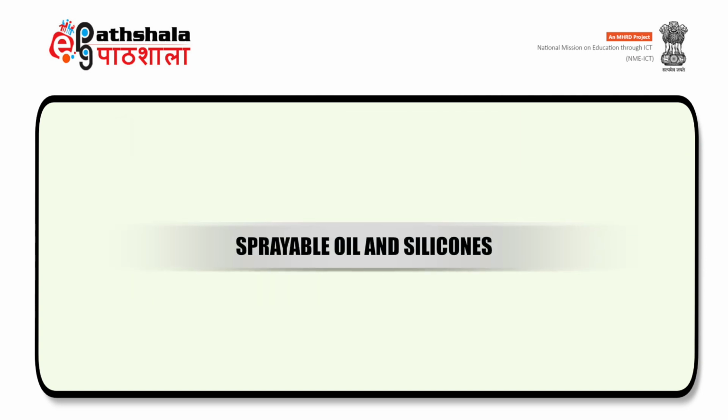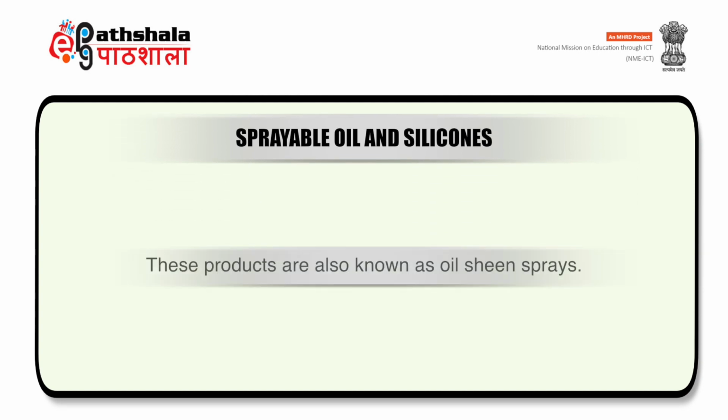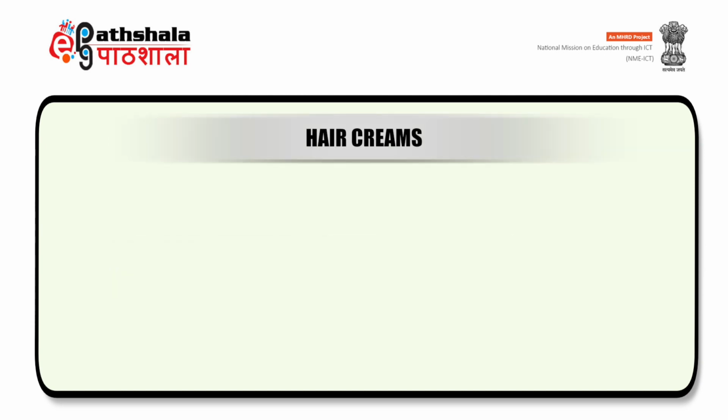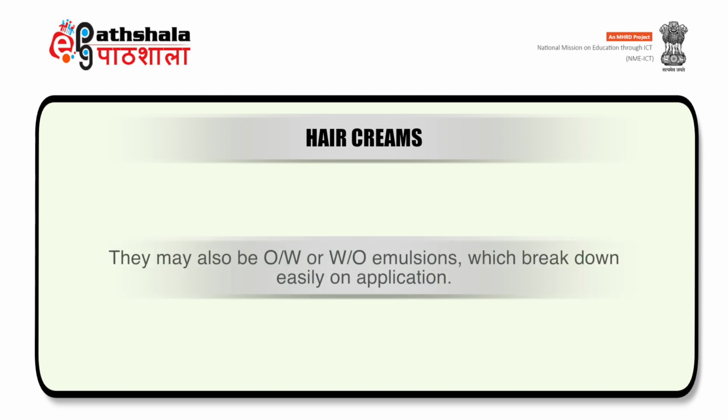Next, sprayable oils and silicones. These products are also known as oil sheen sprays. These are usually aerosolized oils that may also contain additional conditioning agents such as proteins. Next, hair creams. Hair creams are emulsion products providing modest hold and high gloss. They may be oil in water or water in oil emulsions, which break down easily on application.